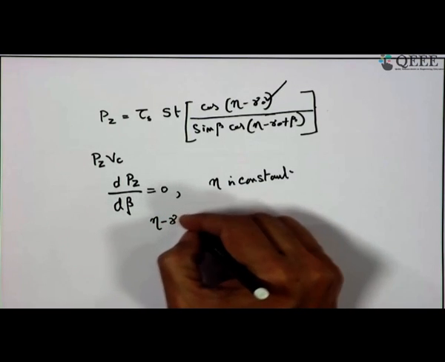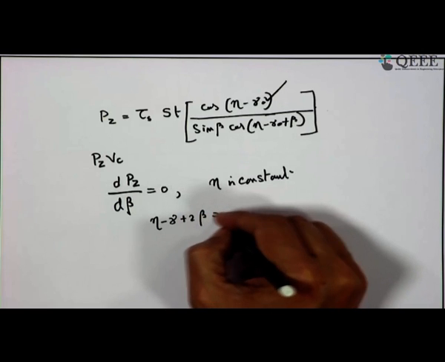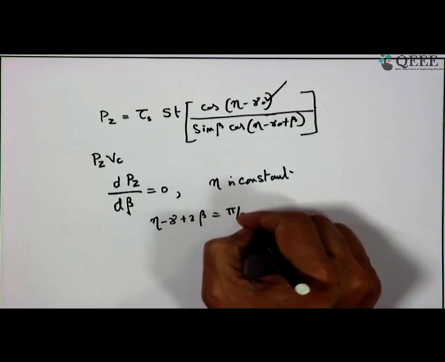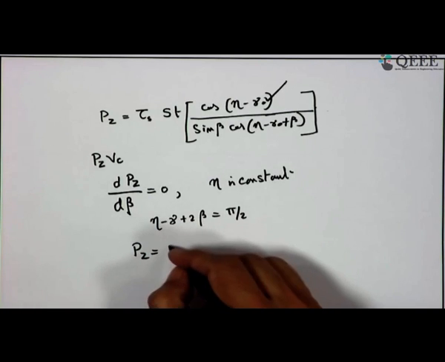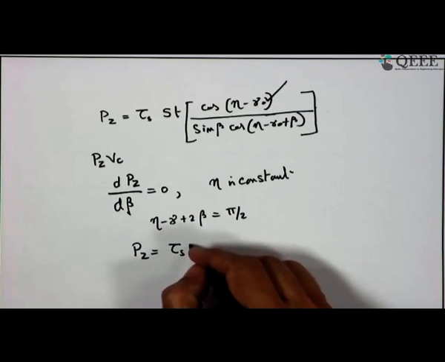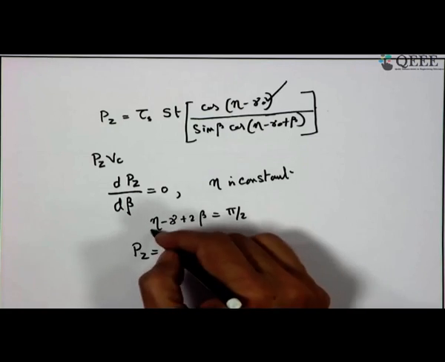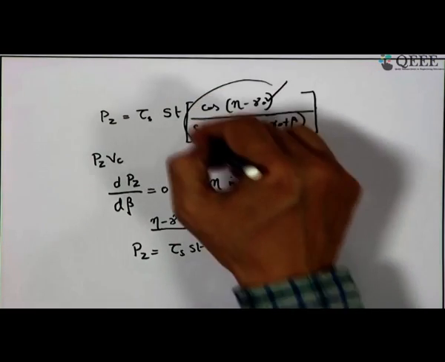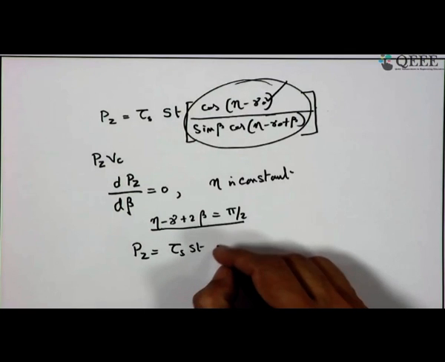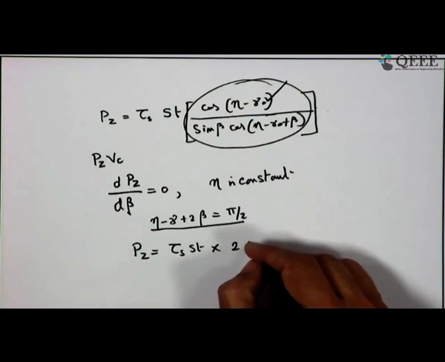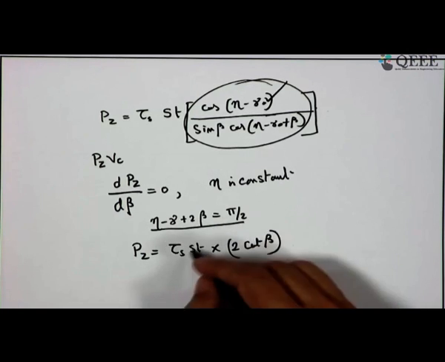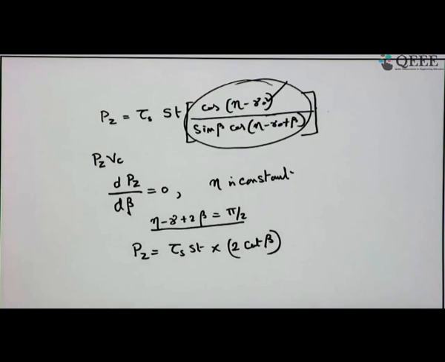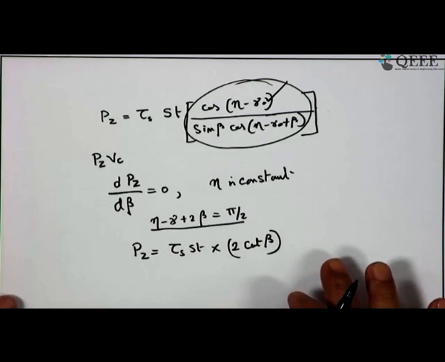Eta minus gamma plus 2 beta is equal to pi by 2, and from this relation you finally get Pz equal to tau s into St. If you put this in the whole expression, it will be substituted by the term 2 cot beta. So, 2 cot beta into this. If you know the value of beta from chip thickness measurement, you can have a fair estimation of that.